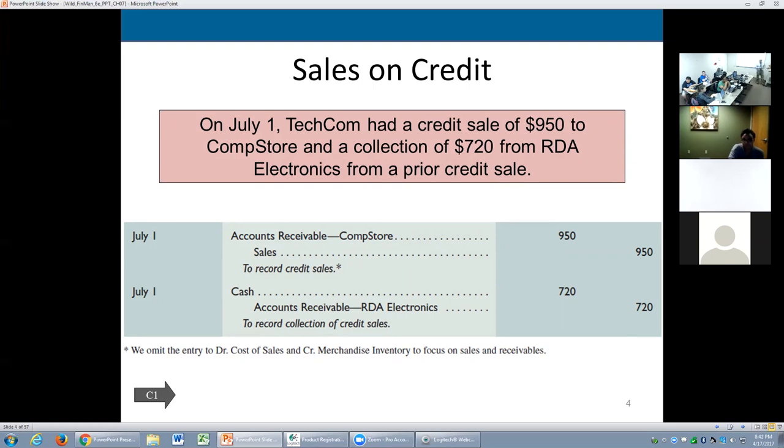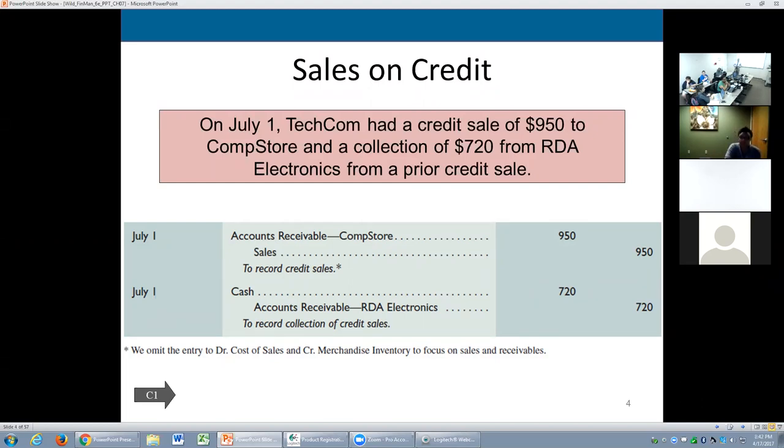What is accounts receivable? It's an asset. So we have issued a credit sale of $950. We've not been paid on that, but we are expecting to be paid in a timely basis. So we would debit accounts receivable. So we are going to increase accounts receivable. And where are we getting this accounts receivable from? From the sale. So we would credit sale.